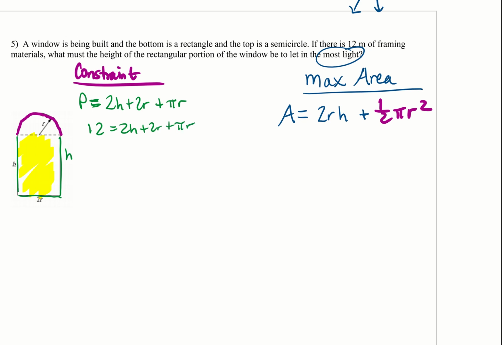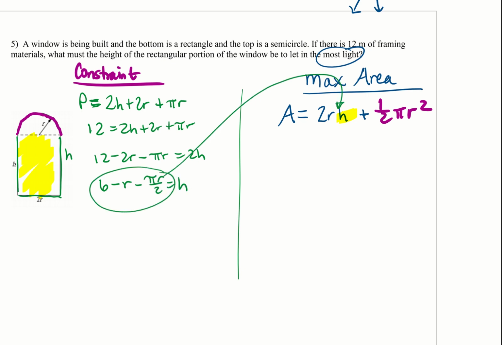So looking at what I want to maximize, which is my area, what I really don't like is this h, because everything else on the right-hand side is in terms of r. So I'm going to solve for h in my constraint, and then I will use that to replace h. So 12 minus twice r and minus the pi r is 2h. So then 6 minus r minus pi r over 2 is what we could use as h in this problem.